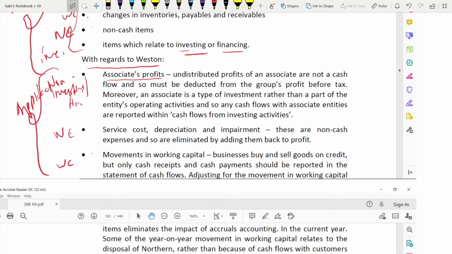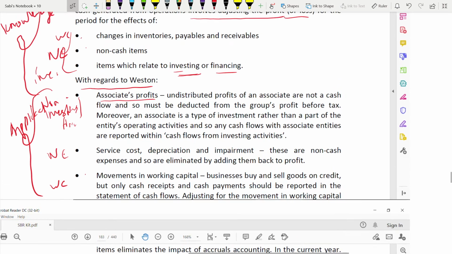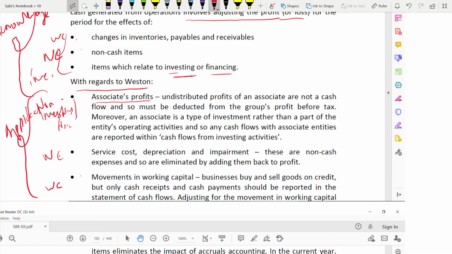So, associate's profits. Undistributed profits of an associate are non-cash flow and so must be deducted from the group. First you said, just don't say add, deduct, add, deduct. Tell the reason why it is added, why it is deducted. Because it's not a cash item. So it is non-cash flow, so it must be deducted from the group's profit before tax.